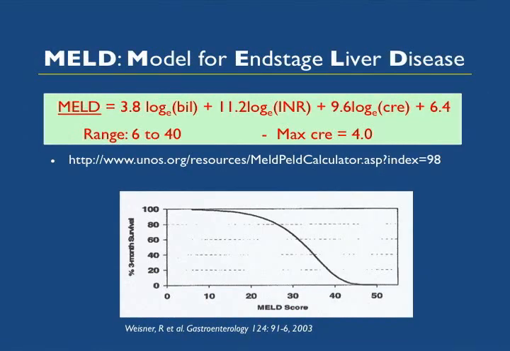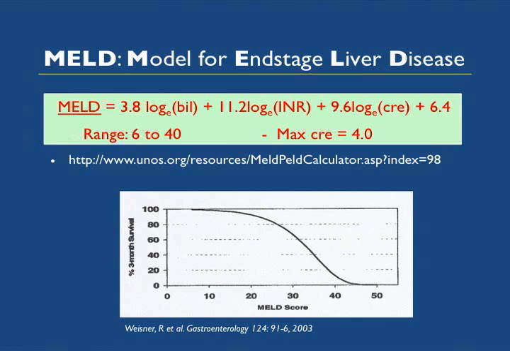Another way to calculate prognosis is to calculate the MELD score, the Model for End-Stage Liver Disease score. The MELD score uses only objective findings and encompasses a greater range of numbers than the Child-Turcotte-Pugh score, so this has been adopted by the United Network for Organ Sharing, UNOS, as a way to predict which patients with cirrhosis are the sickest and require the next liver transplant.